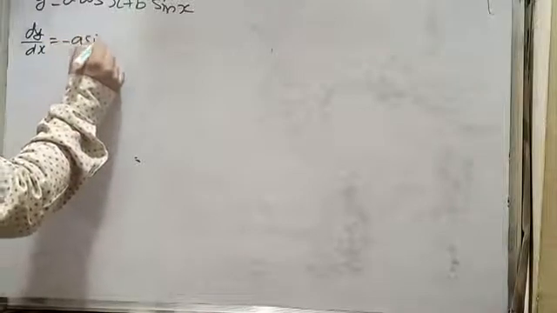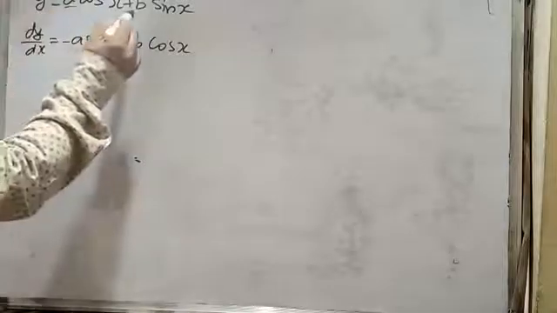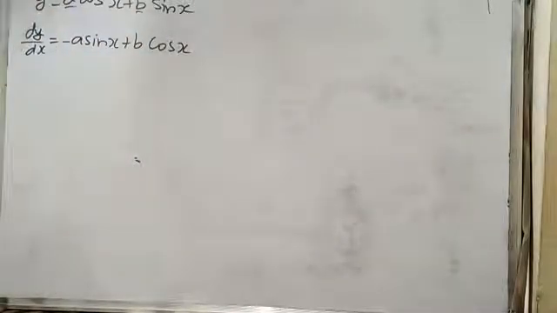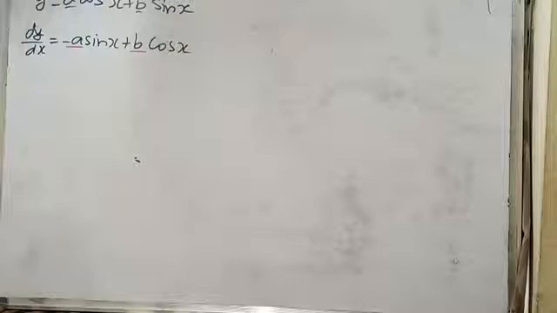Now I will differentiate this. So what will be my dy by dx? dy by dx is equal to minus a sin x plus b cos x. I can get this after differentiation. Right? If you want to solve this, what do we mean by that? We have to remove the arbitrary constants, that is a and b. We have to remove these two. Still I cannot do anything here, so what will I do? I will differentiate this again.